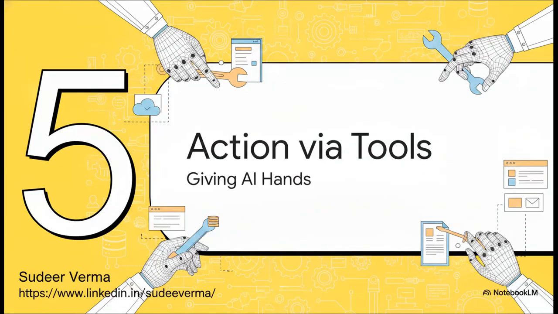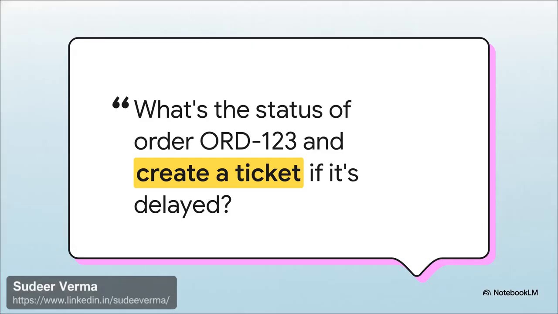All right, moving to Section 5, taking action via tools. So far, we've built an AI that can think, it knows your private data, and it can remember a conversation. But honestly, what good is an AI if it can't actually do anything in your internal systems? We need to give our agent some hands. Imagine a user typing this exact prompt. What's the status of my order ORD123 and create a ticket if it's delayed?